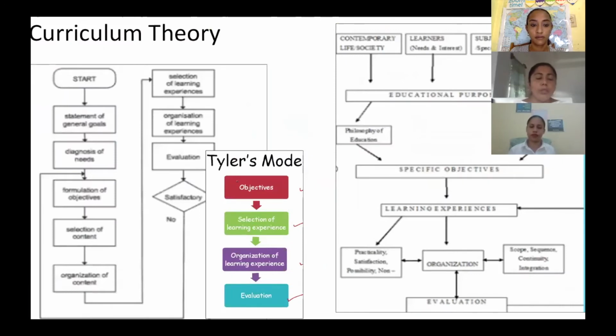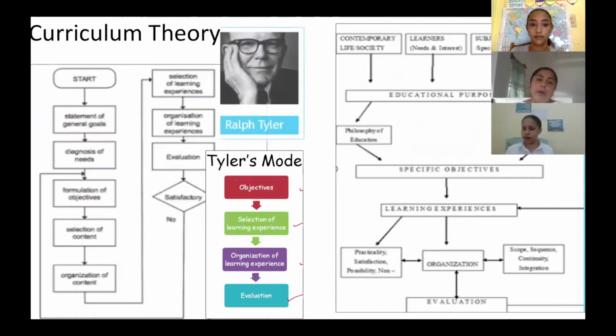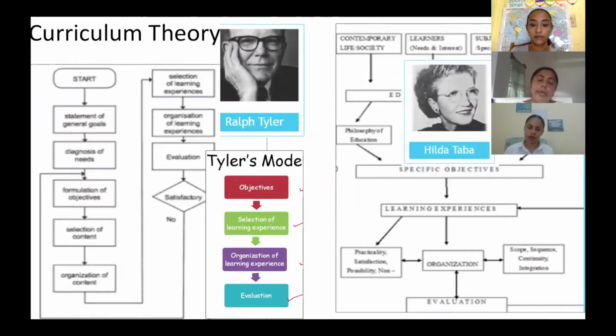Okay, curriculum theory. Today, we're going to be looking at specifically 2 curriculum theorists by the names of Ralph Tyler and Hilda Taba. So let's begin. Let me give you a little background about these theorists. Tyler and Taba were both born in 1902. So both of them were born in the same year.